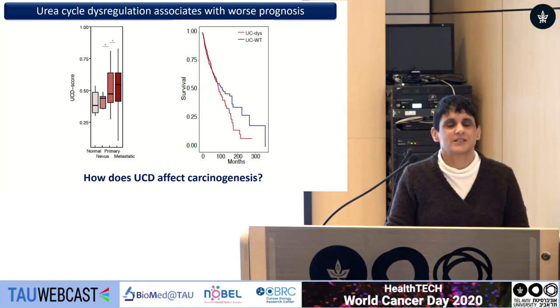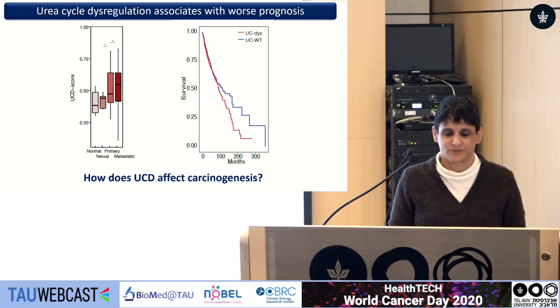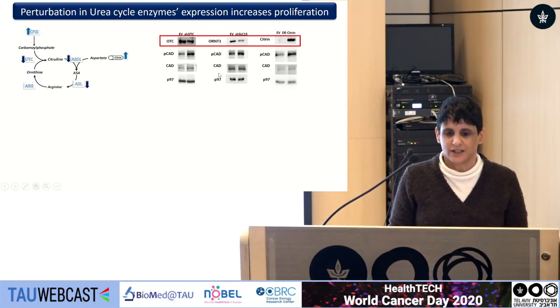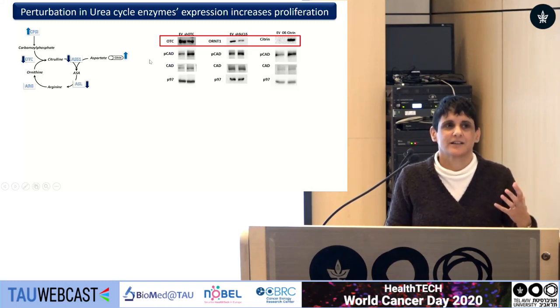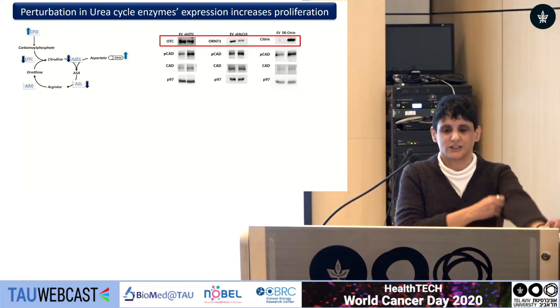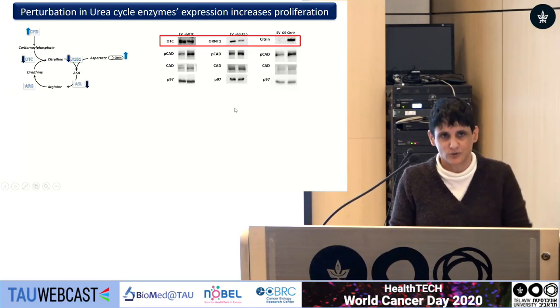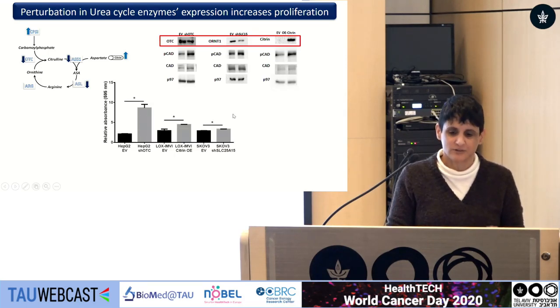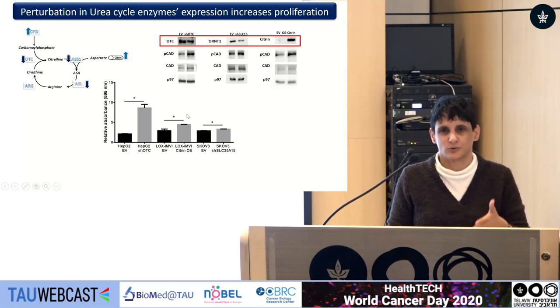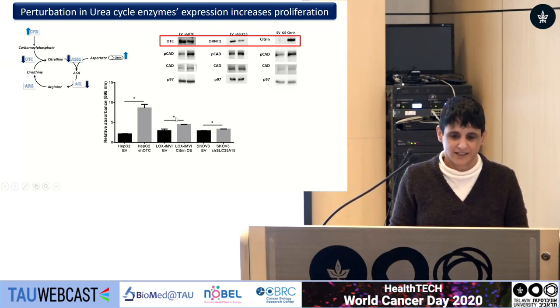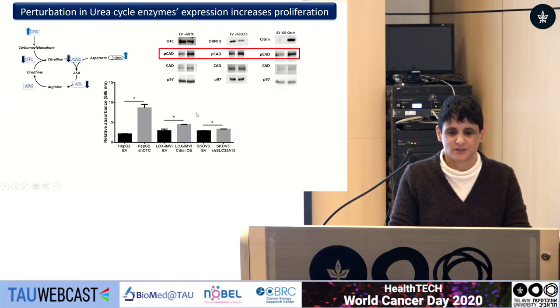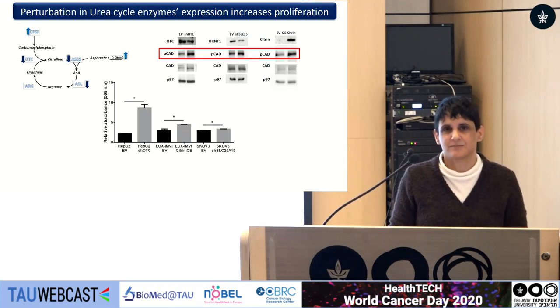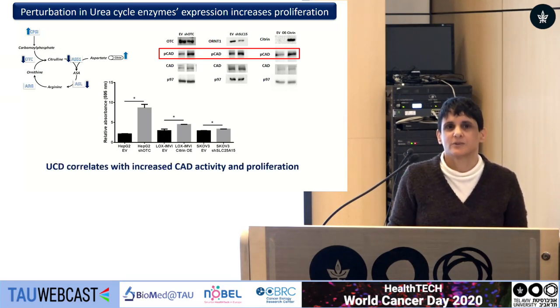So we now wanted to see how does the UCD as a whole, as a pathway, affect carcinogenesis. As I told you, we suspected that it's a very, very specific change in the expression, not just any change. And so we used several cell lines and we induced these specific changes. And what we showed is that in all cases, just like when we perturbed ASS1 specifically, we got an increase in cancer cell proliferation. And in all of these cases, it was associated with activation of the CAD enzyme, suggesting that it is indeed via the pathway of pyrimidine synthesis. So this was our first conclusion, that the UCD correlates with increased CAD activity and proliferation.